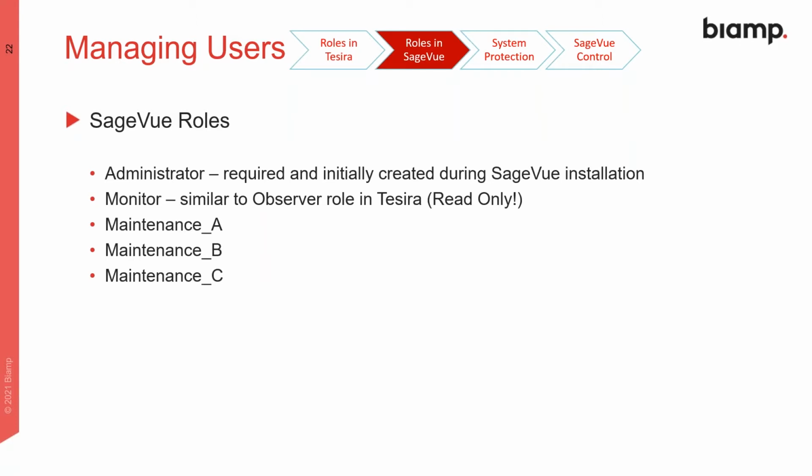That concept sort of tracks over to SageVue. We have the administrator role. We saw that set up during the initial installation and activation. We have a monitor role within SageVue, so you can log in, and again, similar to that observer role, you can look, but you can't really change or interact with anything. But that's sort of where the defined role level stops. We have these 3 additional roles within SageVue that are referred to as maintenance roles, and by default, those are maintenance roles A, B, and C.